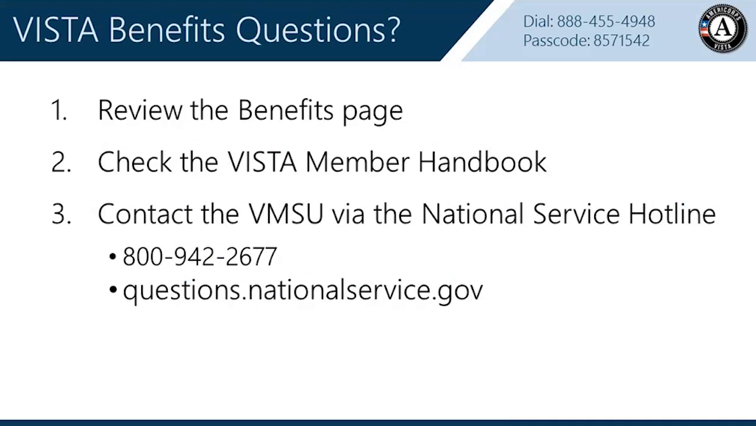All right, so if you have additional questions about your benefits at any time during your Vista service, we want you to first review again the Vista Benefits Hub, or the page of the campus where all that information is posted. If you can't find an answer there, then you can look through the Vista Member Handbook. And if all else fails, the Vista Member Support Unit is who you would call regarding benefits. They can help you with my.americorps.gov. They can also provide general assistance. To reach the Vista Member Support Unit, you call the National Service Hotline, and the number is listed there on the screen.